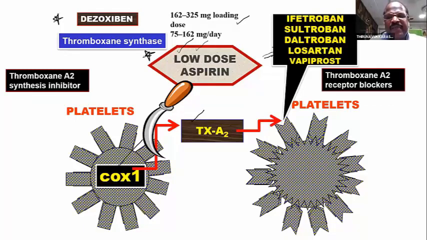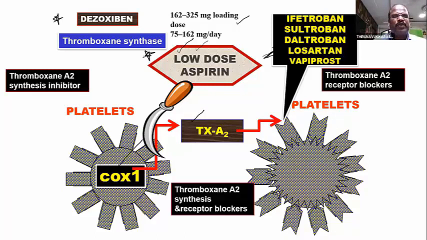Which is the ARB having antiplatelet activity? Losartan. Losartan has antiplatelet action by inhibiting the thromboxane A2 receptor. This is another extra point. For your case, the answer is low dose aspirin. That's important. Another interesting question.